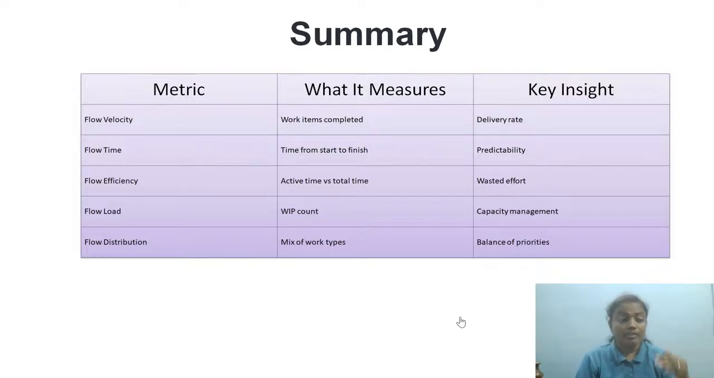Flow efficiency: what is the active time in the work and what is the idle time. So active time versus total time, what is the wasted effort that we did as part of the development or the overall process. Flow load, that means WIP count, work in progress count. Proper capacity management. Flow distribution, mix of work types. Balance of priorities. Of course, it's priority, but you should also go with the right balance. It should not be, okay, I'll only take bugs because they are priority. No, it should be the combination of features, technical debts, and everything, right? Okay, so I think we reached the summary.